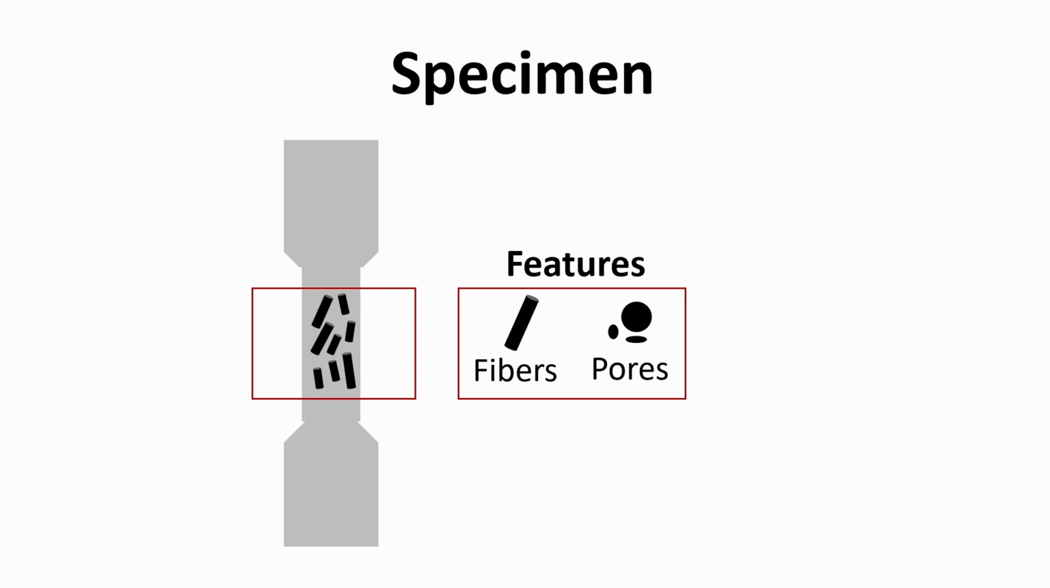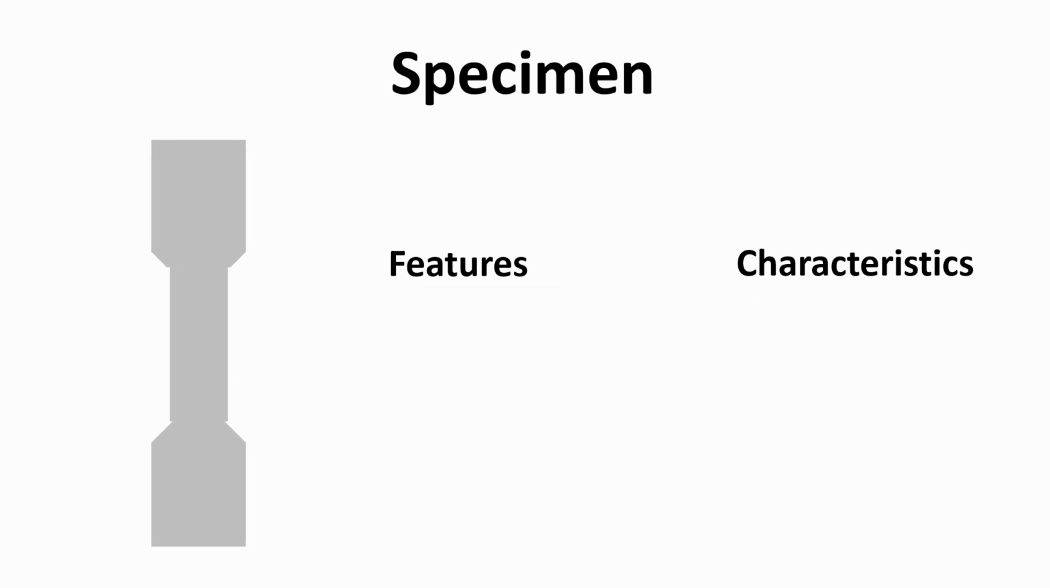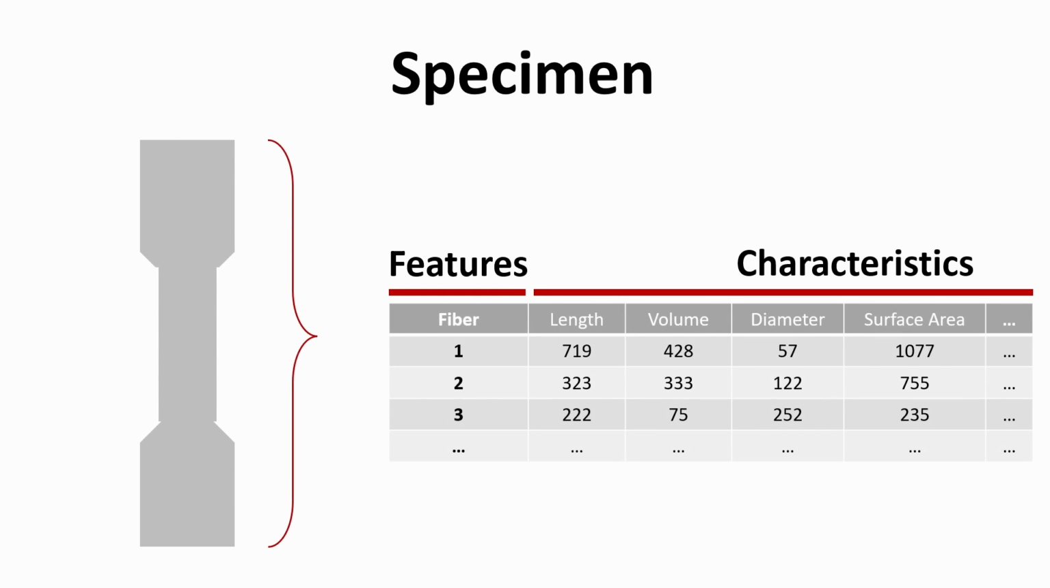The resulting XCT scans reveal the internal structure of the specimen. Materials such as fiber-reinforced polymers can consist of fibers and pores. These features have certain distribution in the sample and have different characteristics such as length or diameter. A specimen can therefore be described as a high-dimensional tabular dataset.